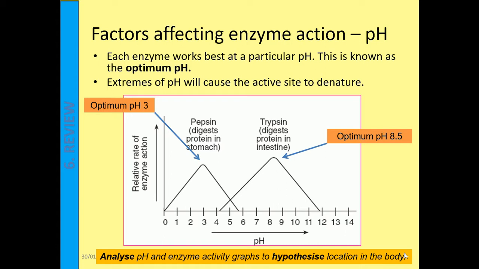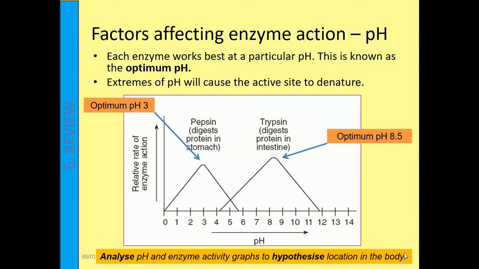What can we say about this graph? We can say that trypsin works over a longer or a wider range of pH than pepsin does. We can say that they both work at pH 5. We can say that trypsin is more efficient than pepsin because it has a higher rate of reaction at its optimum point than pepsin does. And we can say that pepsin works better in acidic conditions and trypsin can actually work best in slightly alkali conditions but can cope with a wider range of pH.